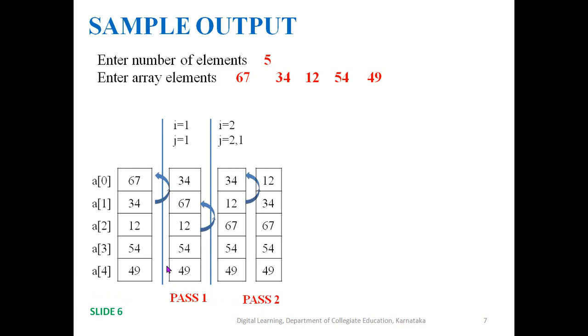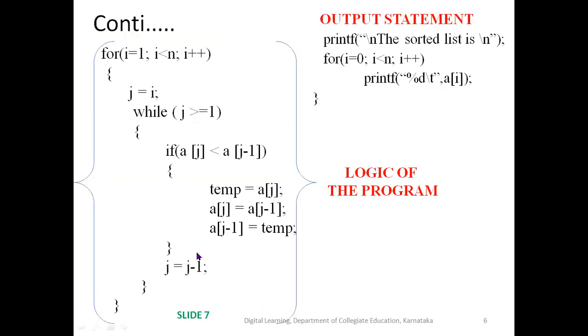Now, after that, we have j is equal to j minus 1. Now here what happens? 1 minus 1 turns to be 0. So this condition will become false. So it comes out of the while loop. And now again, I will increment by 1. That means i changes to 3.